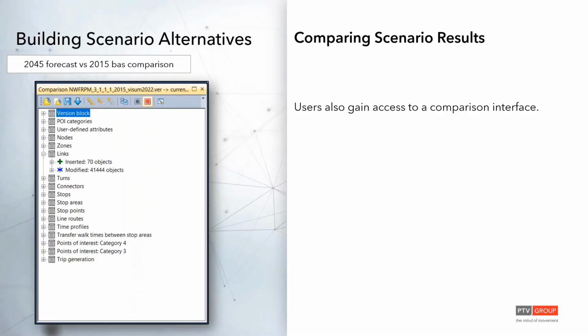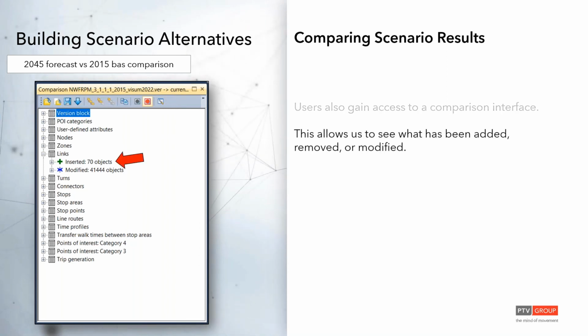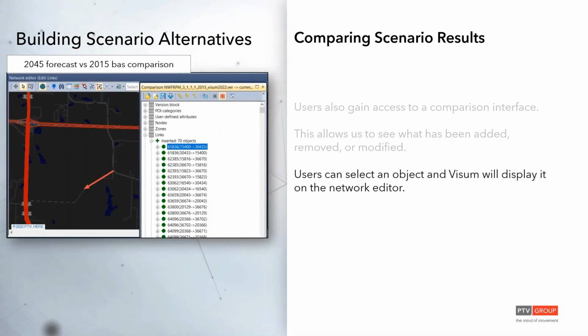All right, and then we kind of talked about this already, but with the version comparisons, we'll see this again tomorrow when we do our alternative builds. But you can see what objects were added, what objects were removed, and then you can link them to the larger network.